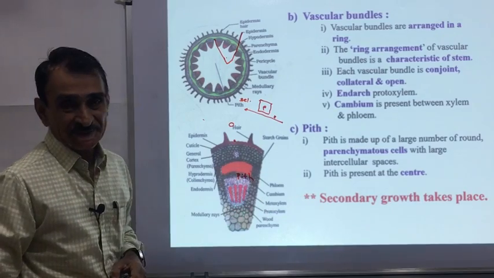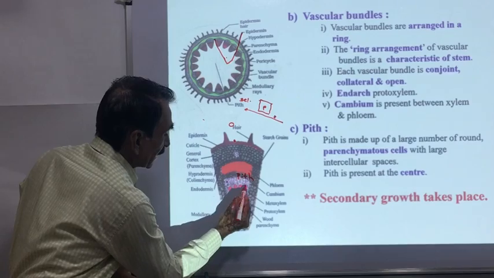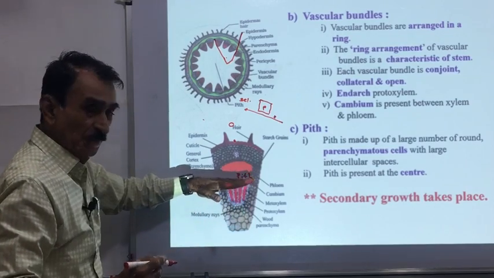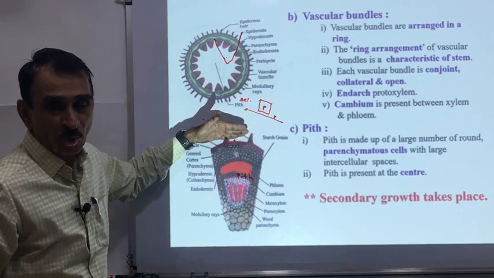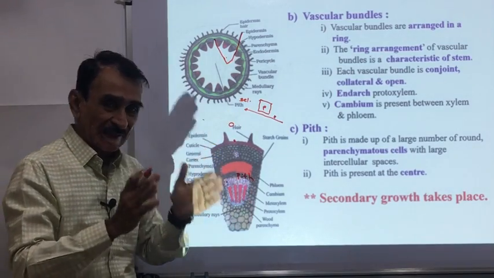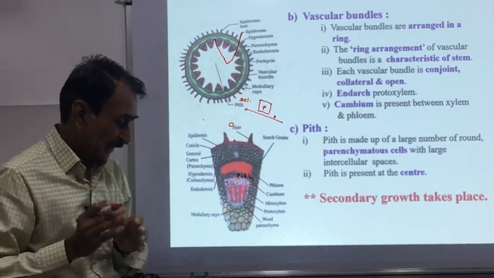Secondary growth is present in case of dicot stem because of the presence of cambium. This cambium produces secondary xylem towards inner side, secondary phloem toward the outer side. This is called as secondary growth, and because of this secondary growth, thickness of the stem increases.